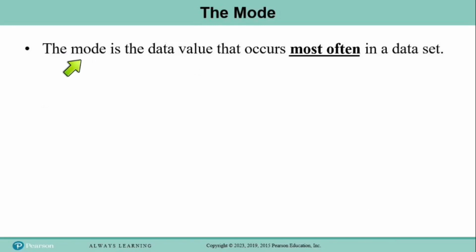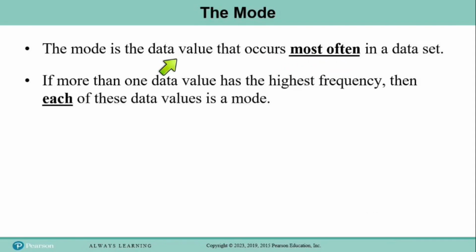So the mode, as you probably already know, is the data value that occurs most often in a data set. So it's the data value that has the highest frequency. If there's more than one data value that has the highest frequency, then each of those data values is considered a mode. So it's possible for a data set to have more than one mode.